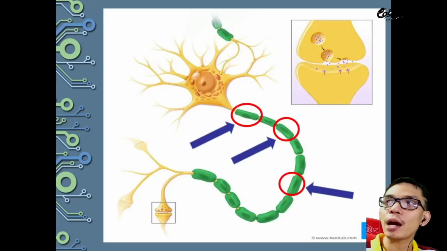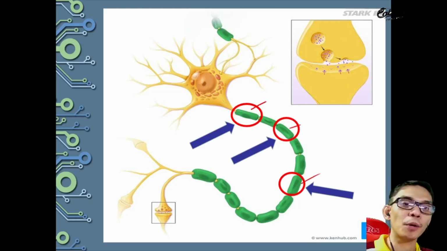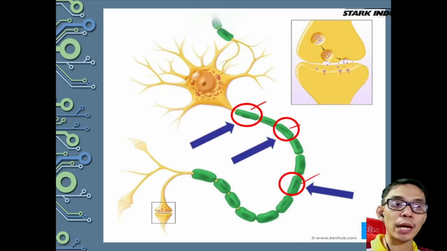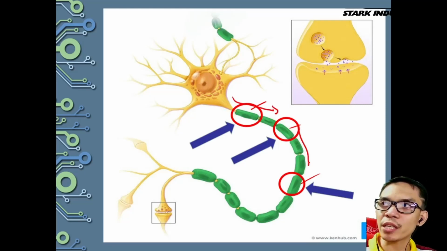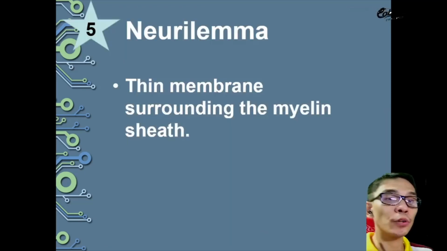So the green structures that you have over here are the myelin sheath. It promotes unidirectional nerve impulse transmission. So if the impulse is coming from the cell body, it will stay that way because of the myelin sheath.